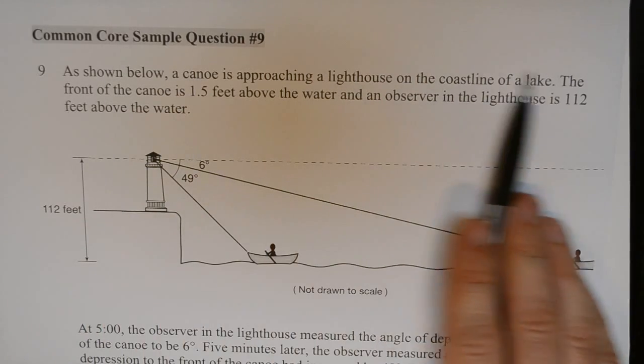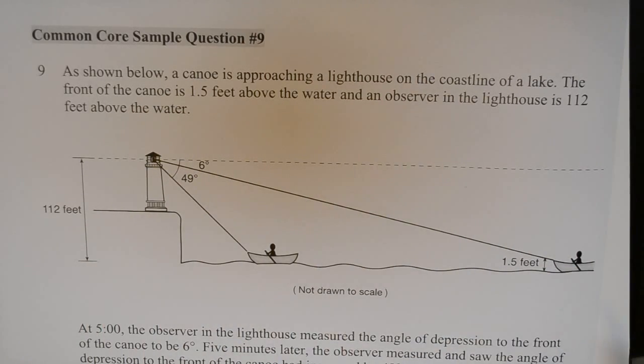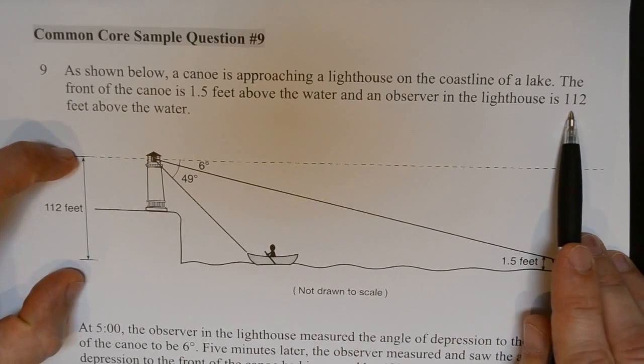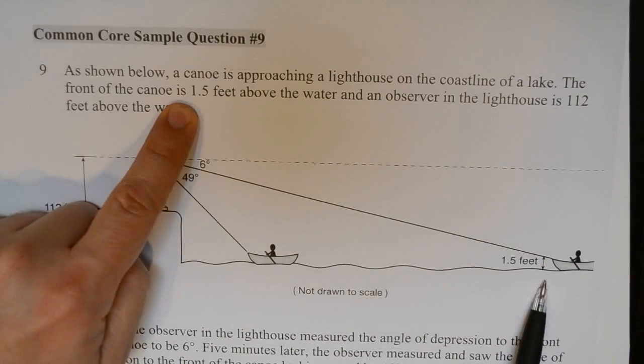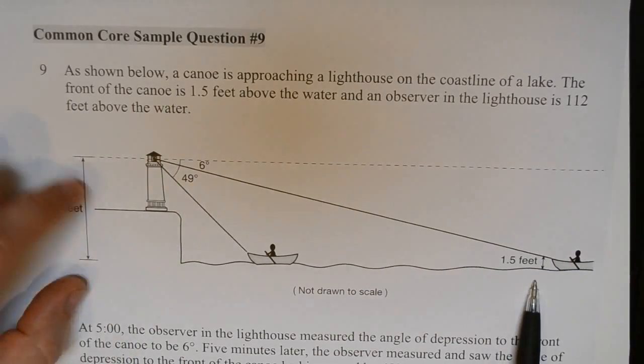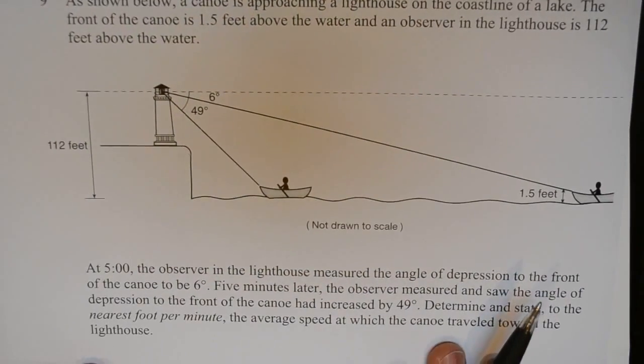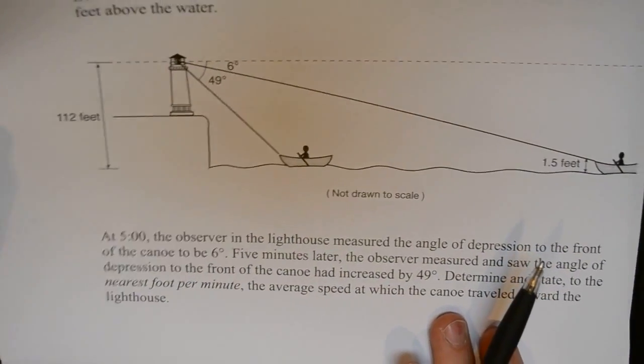This first part is really just describing the picture. Lighthouse, coastline, lighthouse is 112 feet above the water, the front of the canoe is 1.5 feet above the water, so all of that is in the picture. I don't really need any of it. So let's go ahead and scroll that up so we can get to the stuff that we need.